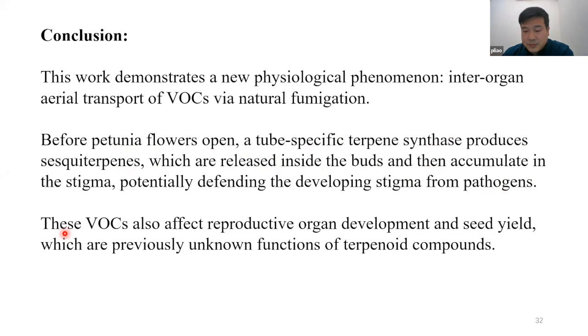This is another story related to terpenoids in petunia flowers, and it looks like they also play potential functions against pathogens. I'm thinking that, for example, if we overexpress this TPS1, maybe they could show increased tolerance to pathogens and also maybe increased development and seed yield.